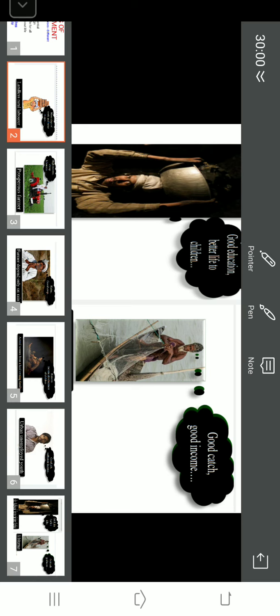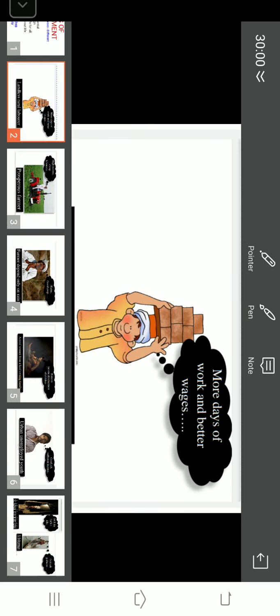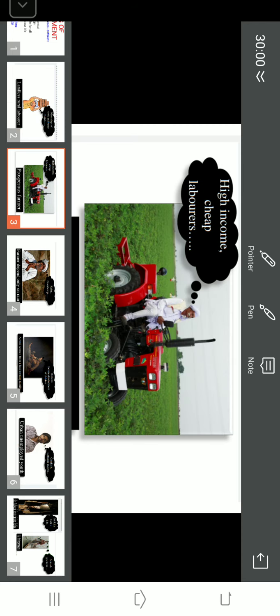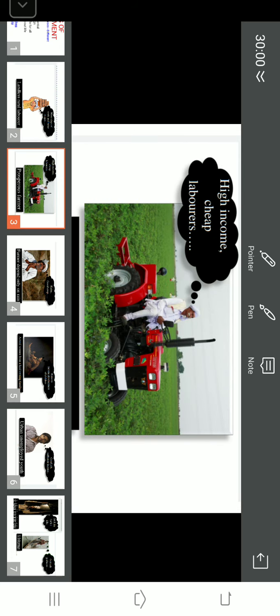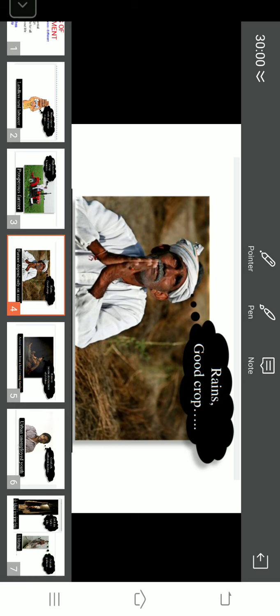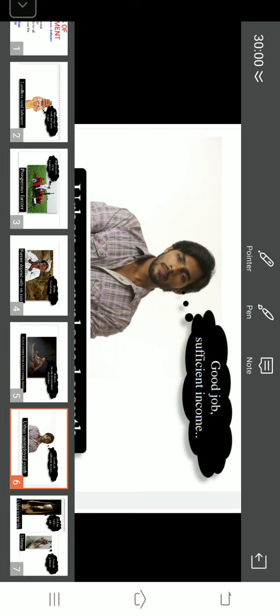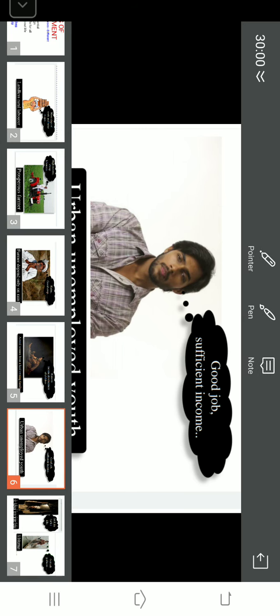Next, we see that in all these examples, here is a landless rural labor, and here is a prosperous farmer. The goal of a landless rural labor is different from the goal of a prosperous farmer, and this person's goal is different from a farmer who depends on rains. And these three people's goals are different from a person who is living in an urban area and searching for a job. So what is development here? Development involves many issues, first thing, and it is different for different people.